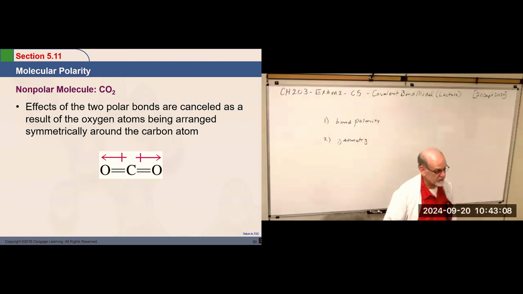Here we have carbon dioxide. We've determined it's a linear molecule and the bonds are polar toward oxygens, but they're equal in magnitude and opposite in direction. So carbon dioxide is a nonpolar molecule. Okay. That's why carbon dioxide is used in supercritical fluid extractors. I used to have one. We operated it with the USDA.